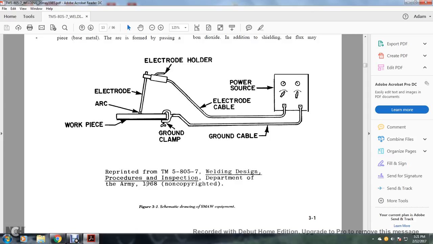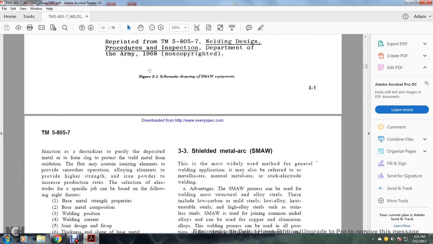Alright, here is your schematic drawing of the shielded metal arc welding. You have an electrode holder, your electric arc, your ground clamp to the workpiece, the arc electrode cable, and the power source ground cable to the electrode holder. That's your shielded metal arc welding. Stinger, electrode, arc, workpiece, ground clamp, ground cable, power source, welding machine, electrode cable.